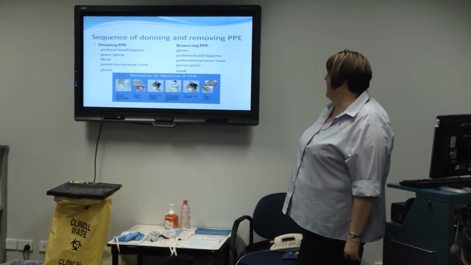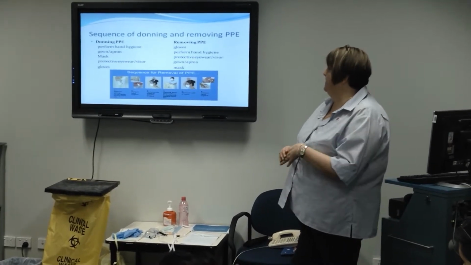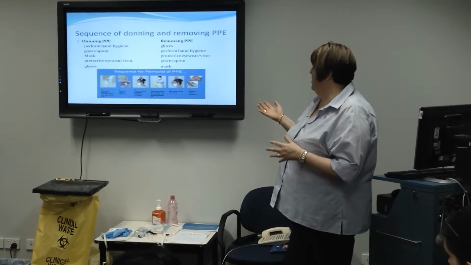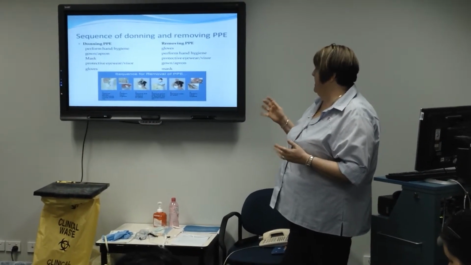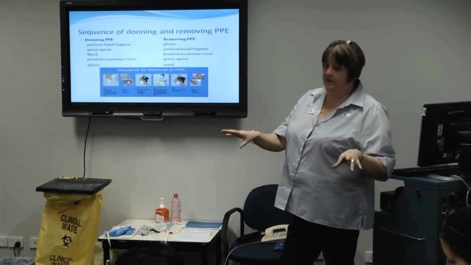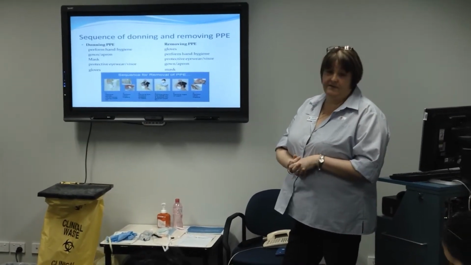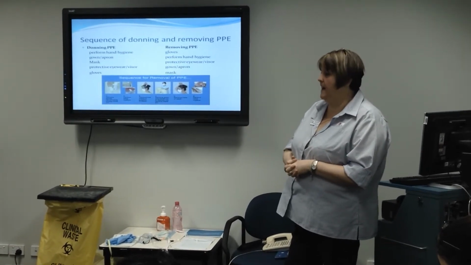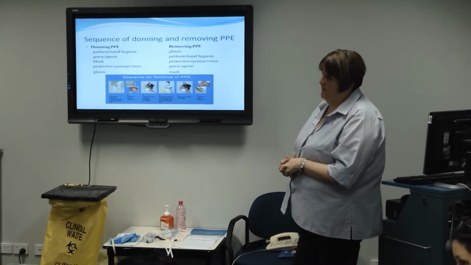So in reverse, basically taking everything off, it'll be gloves first, then you do your hand hygiene, your protective eyewear or a visor, your gown, apron, and then your mask. Okay. Now these handouts that I've given you there, you can keep those as a reference as well. So if you ever want to look back in the future once you've started working in the department, you can actually use those as a bit of a reference.